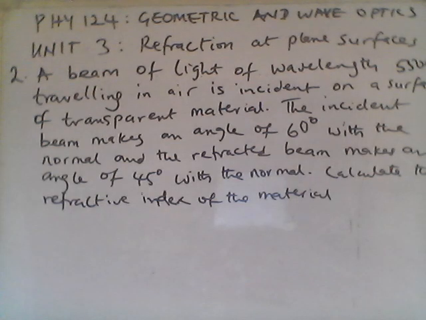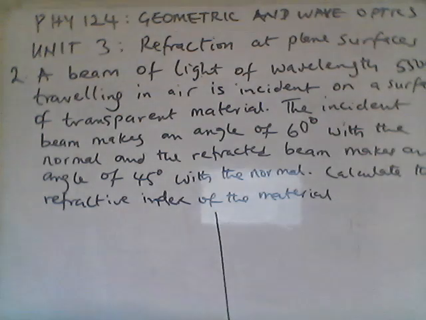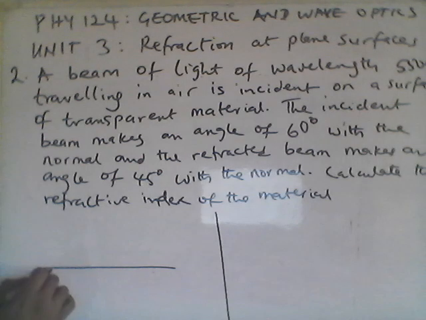Okay, so we have on the board a question. It says a beam of light of wavelength 550 nanometer traveling in air is incident on a surface of a transparent material. The incident beam makes an angle of 60 degrees to the normal, and the refracted beam makes an angle of 45 degrees to the normal. Calculate the refractive index of the material. It will also pay us to do a visual on this. Let me just try to visualize this.